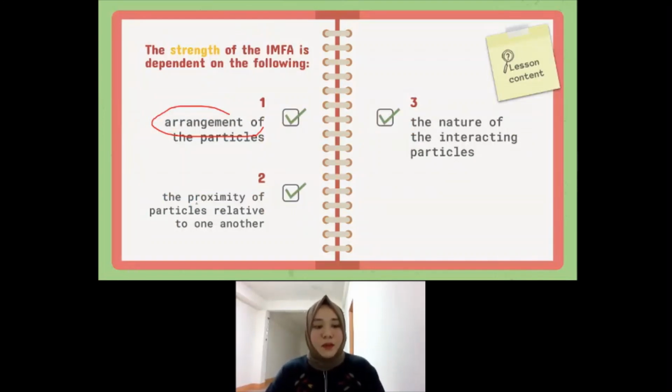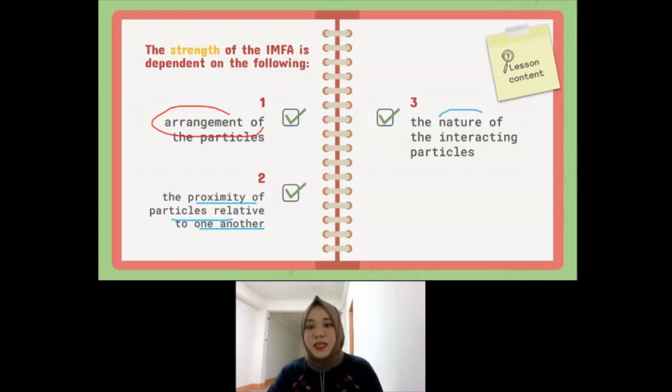Now, the second one is the proximity of particles relative to one another. This is the closeness or the distance of the particles from each other. So in some instances, if the particles are farther from one another, the weaker the intermolecular forces of attraction. And if the particles of one molecule are closer to each other, the stronger the intermolecular forces of attraction.